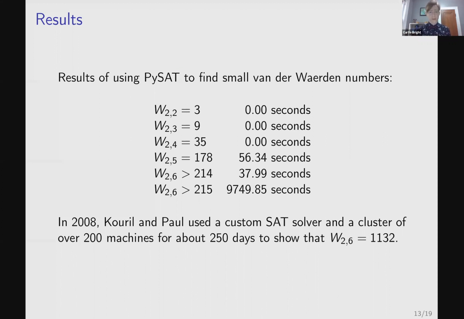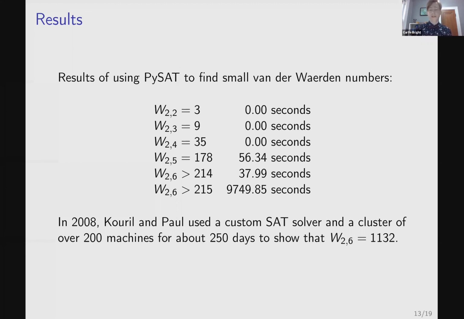So the big result that I mentioned at the beginning of the talk was in 2008, Kouril and Paul used a custom SAT solver. They did a lot of optimization trying to find W(2,6), and the fastest way that they could find was indeed to use a SAT solver approach. And they used 200 machines for 250 days. So a huge, massive computation, and eventually they found this result. W(2,6) is equal to 1,132. So it was an amazing result.